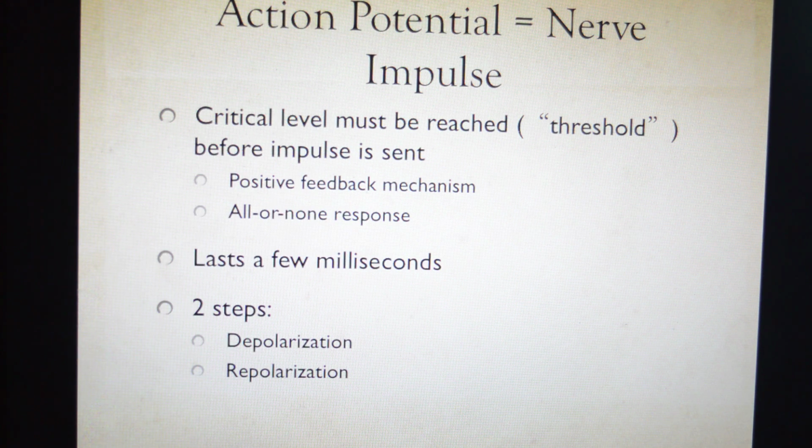Action potential, which also equals a nerve impulse, is critical. It only occurs when it reaches threshold. It's an all-or-none response, and it's a positive feedback system. It passes through one neuron to another, and it only occurs if it reaches a minimum level, which is the threshold. It either occurs or it doesn't occur at all, and it only lasts a few milliseconds. And there are two steps, as before: depolarization and polarization.